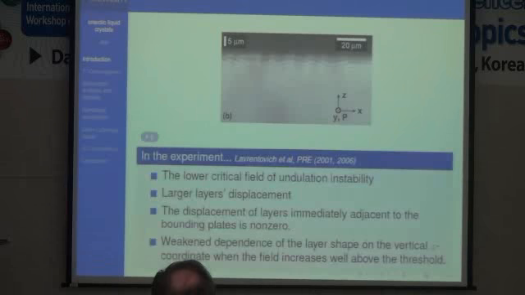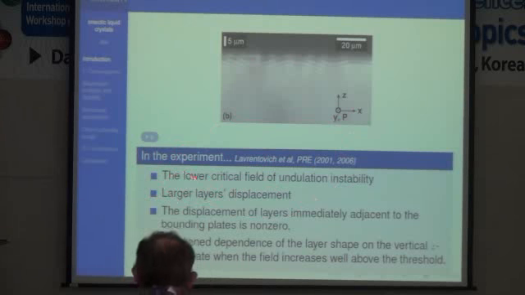There are discrepancies between the experiment and the Helfrich-Hurault theory. The major differences are the following. The critical field is actually lower than that found in the classic theory, and there is a larger layer displacement. The displacement of layers near the boundary, top and bottom, is not zero. Because of that, we have a weakened dependence on the vertical coordinate for this undulation displacement. So we want to explain these things to confirm this experiment.